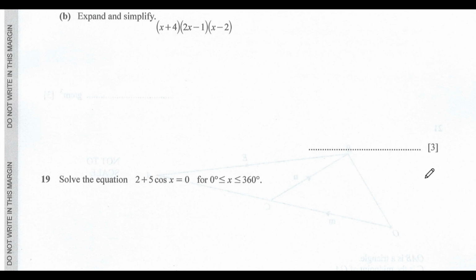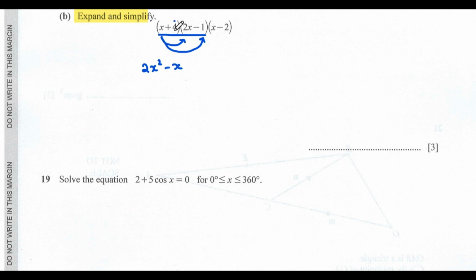Part B of the question is saying expand and simplify the expression. So we have three factors over here: x plus 4, 2x minus 1 and x minus 2. Firstly, I'll do the first two factors and I will leave x minus 2 as it is. I'll multiply x with both terms inside the second bracket. So x times 2x would be 2x squared, and x times negative 1 would be negative x.